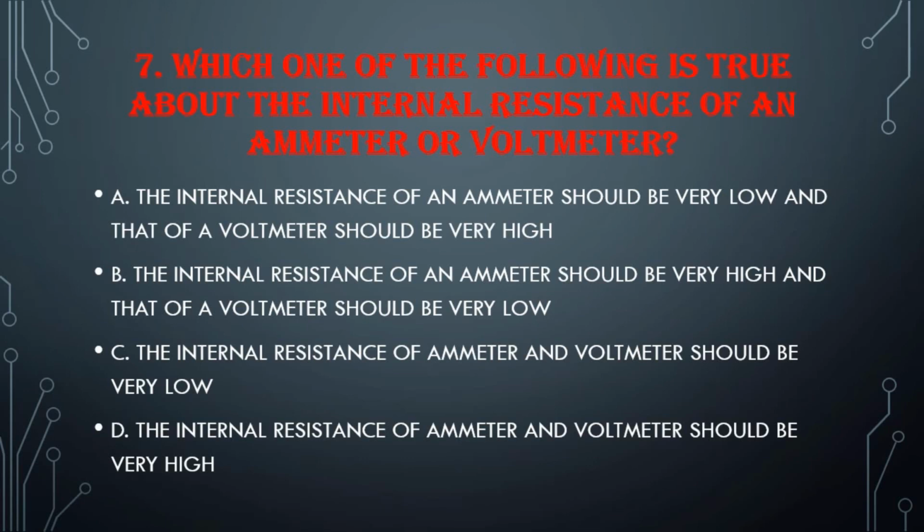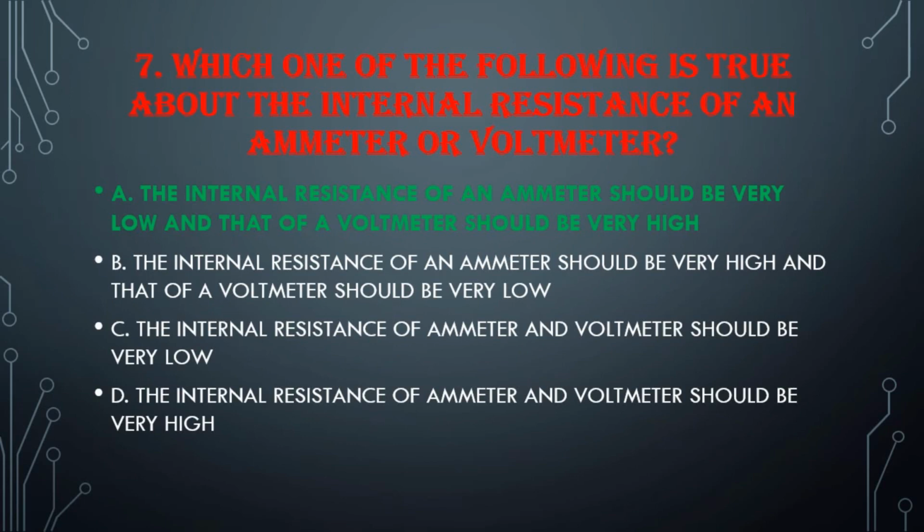The options are A. The internal resistance of an ammeter should be very low and that of a voltmeter should be very high. B. The internal resistance of an ammeter should be very high and that of a voltmeter should be very low. C. The internal resistance of ammeter and voltmeter should be very low. D. The internal resistance of ammeter and voltmeter should be very high. And your time starts now. The correct answer for this question, my friends, is A. The internal resistance of an ammeter should be very low and that of a voltmeter should be very high.